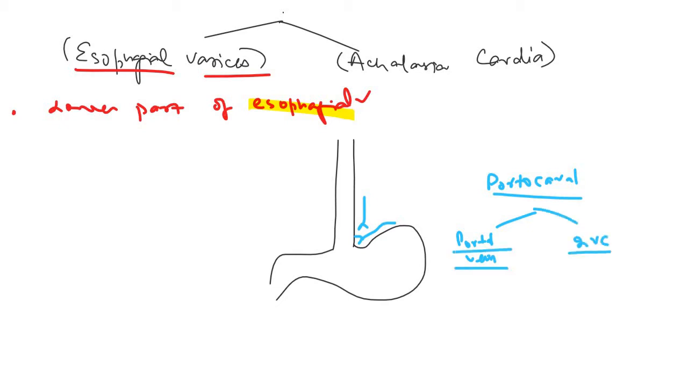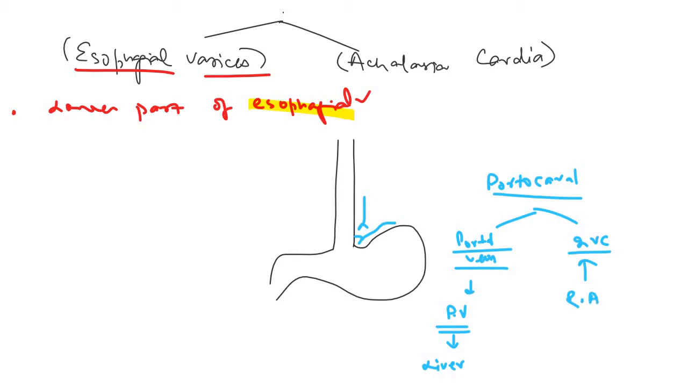Now the portal vein carries the blood from our colon, our small intestine, and some other parts like the spleen, and ultimately the portal vein drains into the liver. While the inferior vena cava brings the deoxygenated blood from parts of the body like the kidneys and some other parts, and eventually it drains into the right atrium.